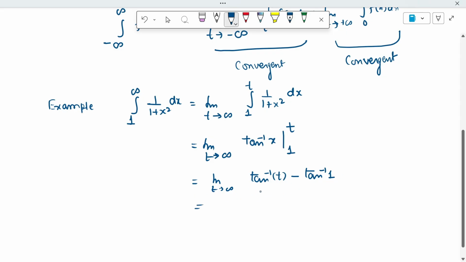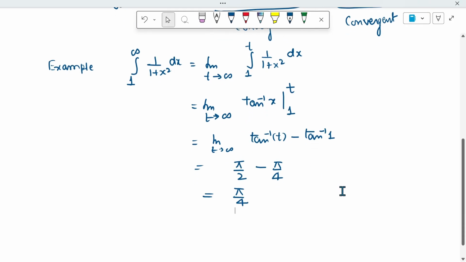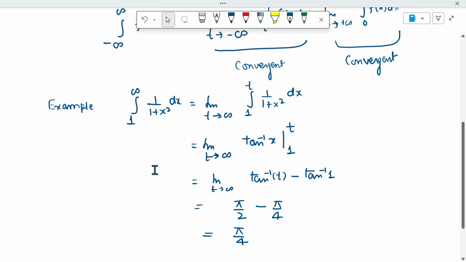So now putting the value of t tends to infinity, when t is tending towards infinity, then tan inverse t will be tending towards pi by 2. And tan inverse 1 is equal to pi by 4. So the answer of this will be pi by 4. So the limit exists and the value of the limit is pi by 4. So this is the type 1 improper integral, and we have discussed example 1 here.